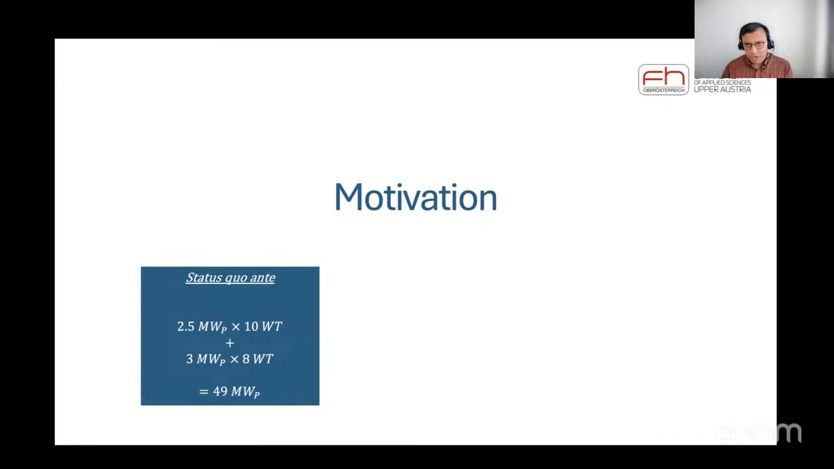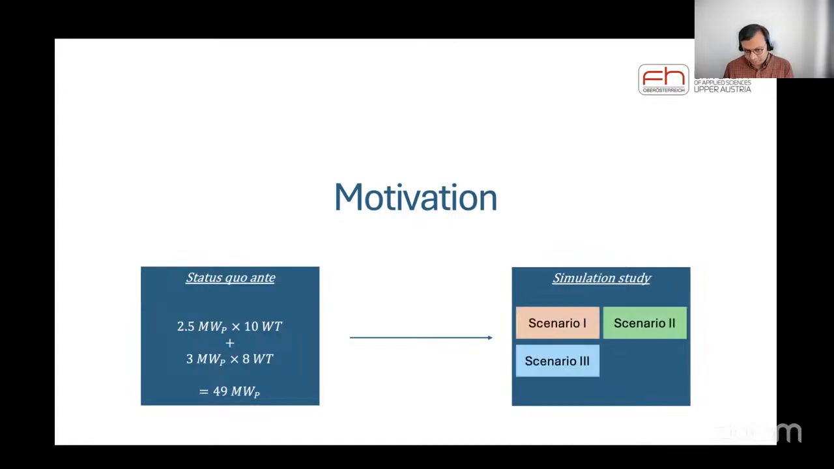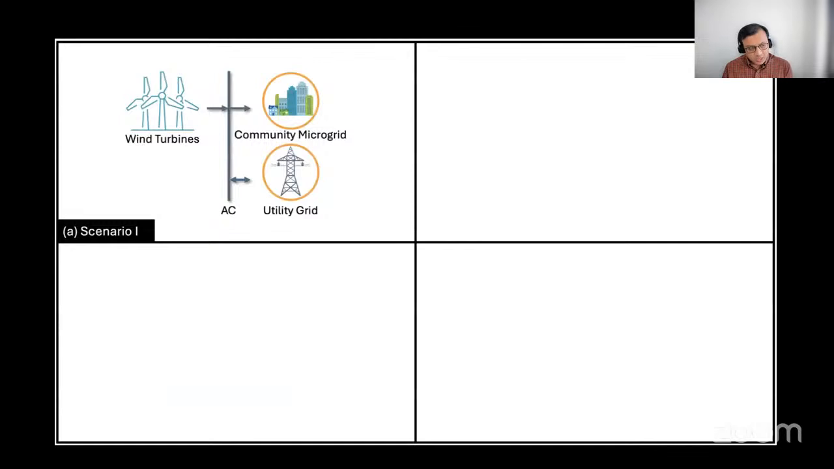we considered a wind farm in central France. The status quo ante consists of 10 wind turbines of 2.5 megawatt peaks and 8 wind turbines of 3 megawatt peaks, leading to a total of 49 megawatt peaks of installed capacity. We did a simulation study considering 4 different scenarios to identify the importance of smart grids in the context of community microgrids for smart cities. The first scenario we considered was to enable the community microgrid in a smart way to connect with the existing wind turbines of 49 megawatt peak, which I just discussed.